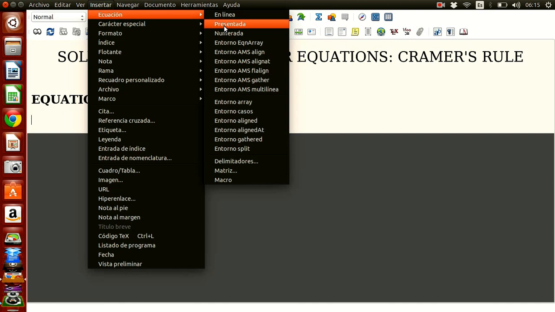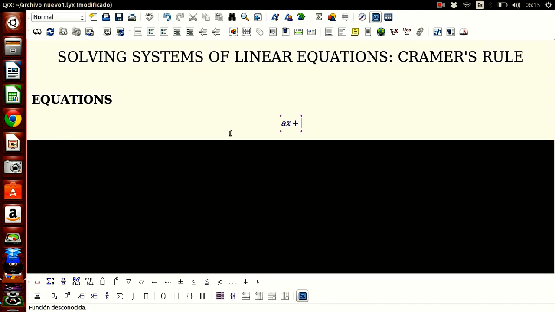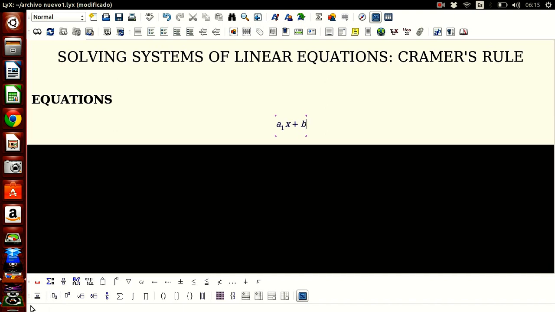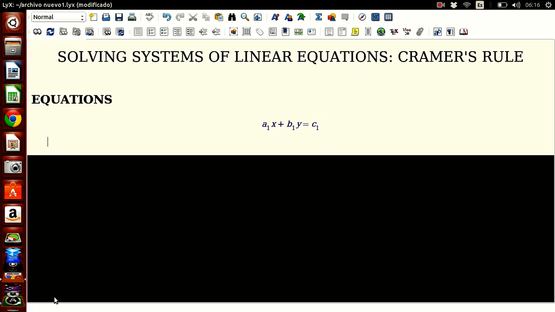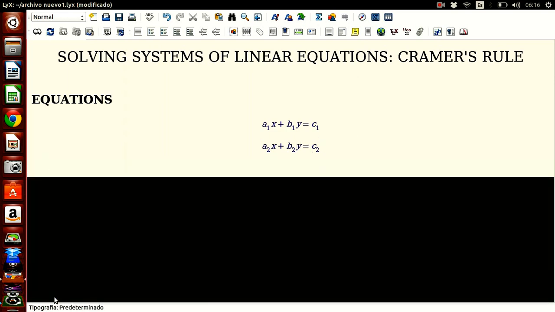The equations for any system of linear equations could be of the form a sub 1 x plus b sub 1 y equal to c sub 1, and a sub 2 x plus b sub 2 y equal to c sub 2. And Cramer's rule is a way to do it using determinants.